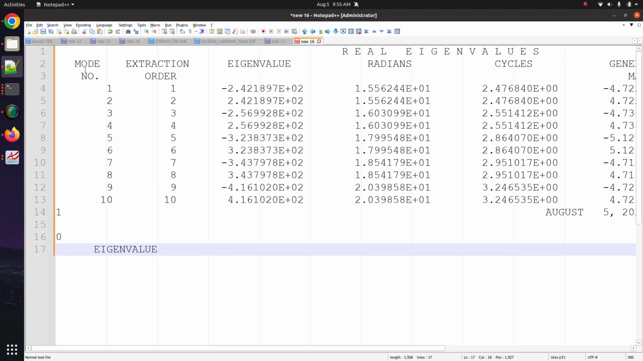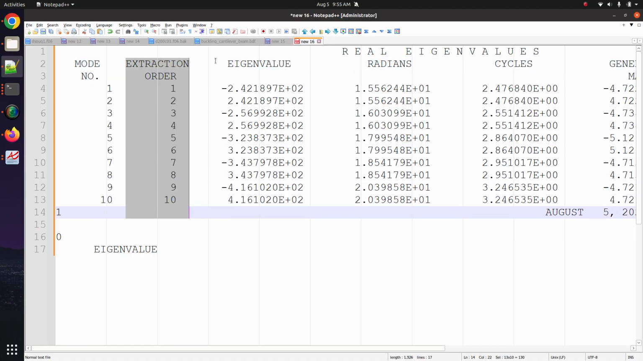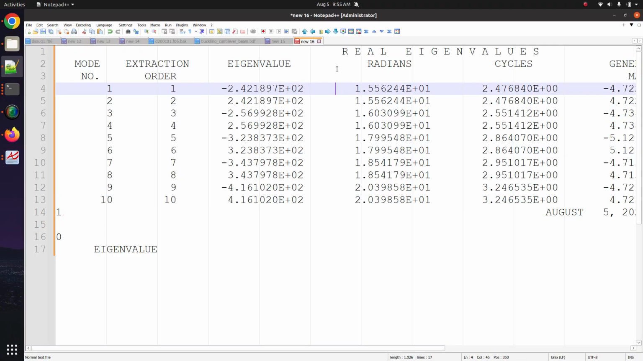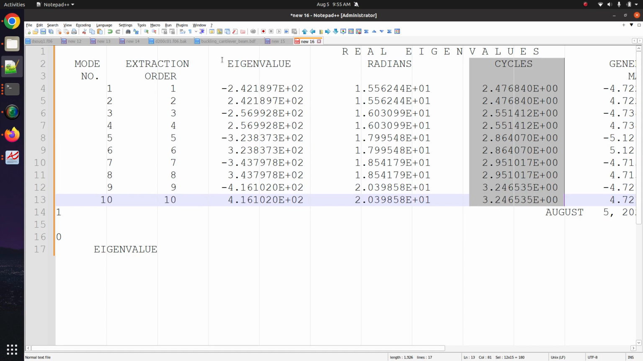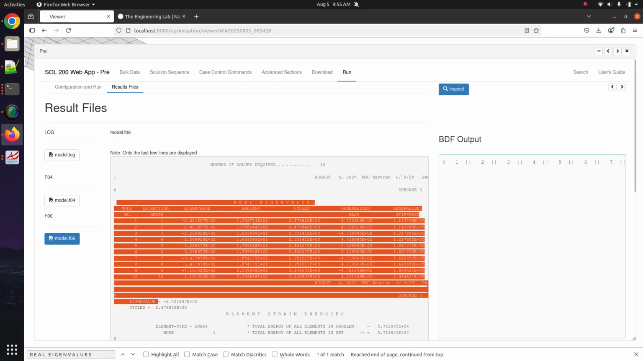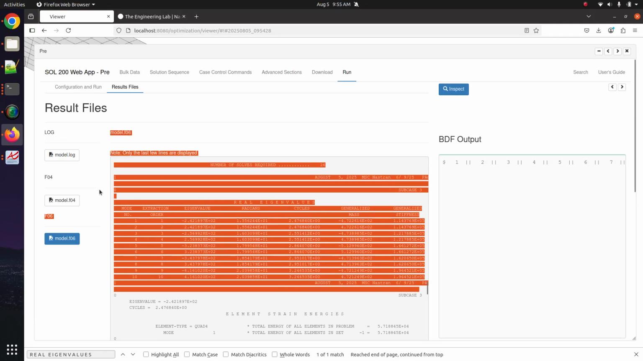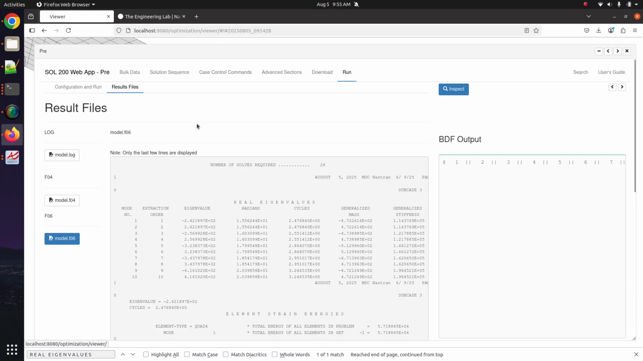This is a table. We have column mode number, extraction order, eigenvalue, the eigenvalue in radians, and then the eigenvalue in cycles. Here is our eigenvalue column. These are the buckling load factors. But is this for buckling or for subcase 3 or subcase 4? If you look in the F06 file, at the top right hand corner, there's a label that says subcase 3.